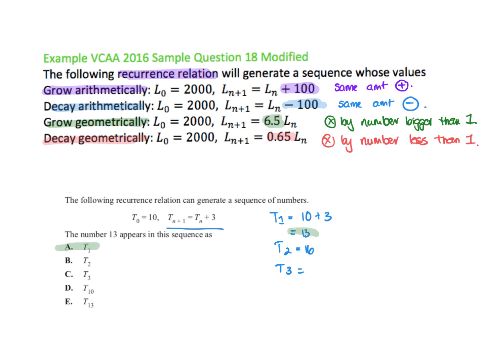What type of sequence is this? Is it decay, growth? Arithmetic growth. Good. So here you might want to write that. That's always good to keep practicing that. So you go, this is arithmetic growth. Why is it growth? Adding. And why is it arithmetic? Same amount, because you're adding the same amount.